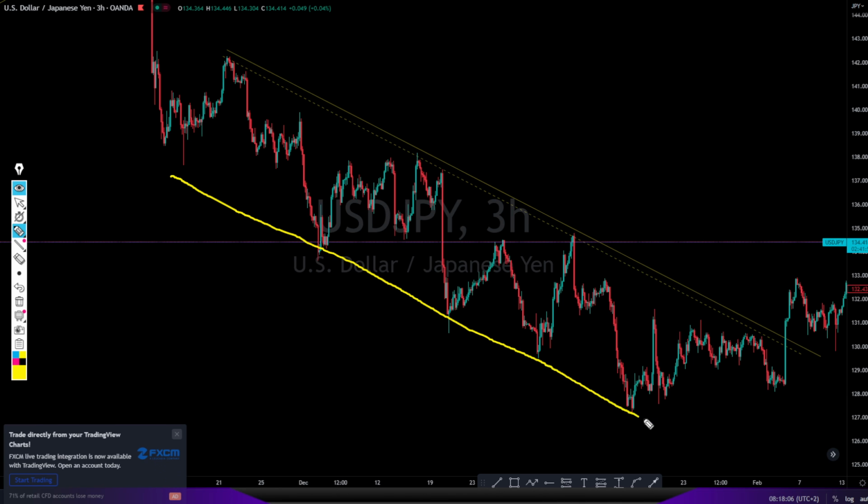Some can even draw something like this. I don't usually do that because I know that the most important thing here is my resistance area, as this is a downtrend. So this is what I actually do. Once you identify that, your job, if you still remember, the point number 2, is to identify the support and resistance.